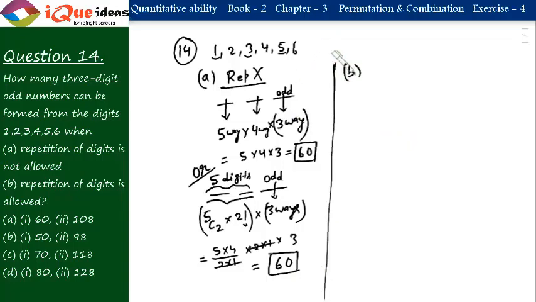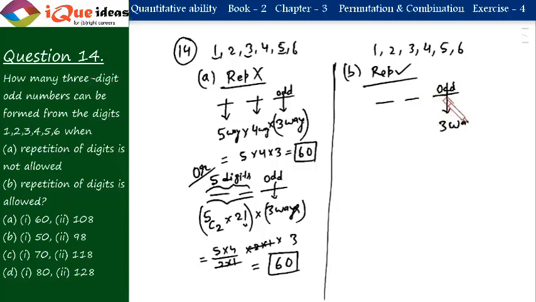So let's say repetition is allowed. Now the digits are the same: 1, 2, 3, 4, 5 and 6. And there are 3 places to be filled. The last place has to be filled by an odd number, because the number has to be odd. So the last place has 3 ways to fill. Now for the remaining 2 places, all 6 digits are available. Why? Repetition is allowed. So even if a digit is used at the third place, it can be used at the first and the second place.